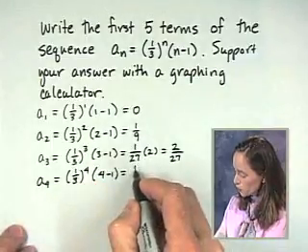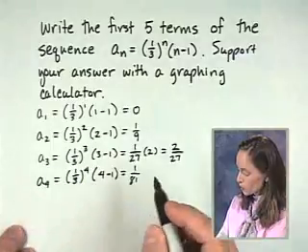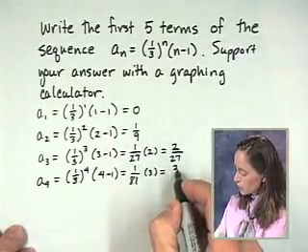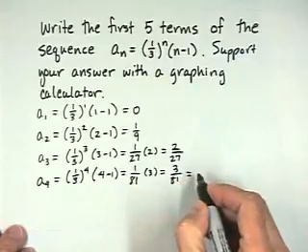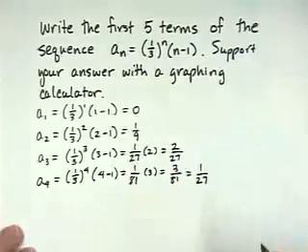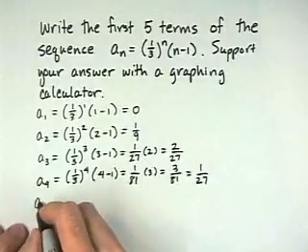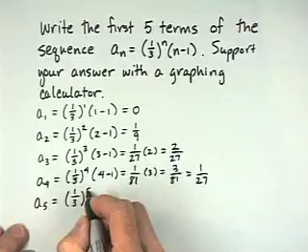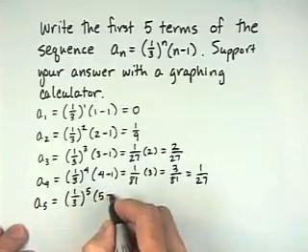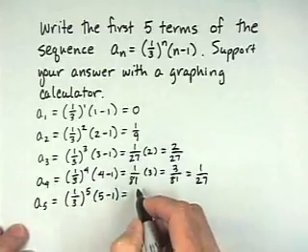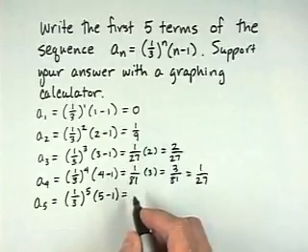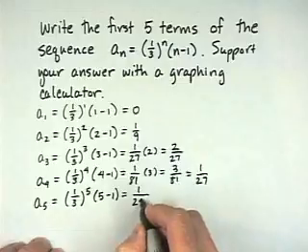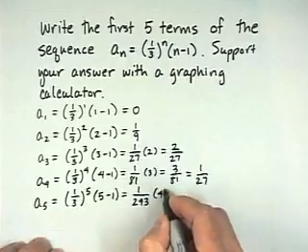Now 1/3 to the fourth is 1/81. 4 minus 1 is 3. 3/81 reduces to 1/27. To get the fifth term of the sequence, I need 1/3 to the fifth power times 5 minus 1. Well, let's see. 1/3 to the fifth power is 1/243, and 5 minus 1 is 4.